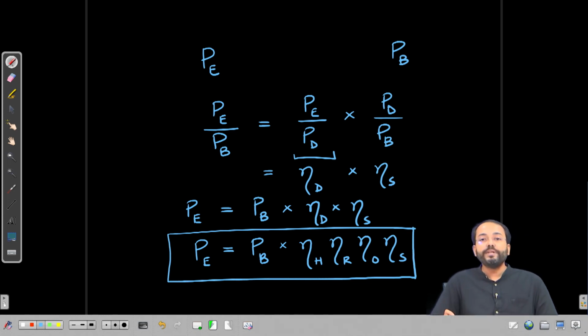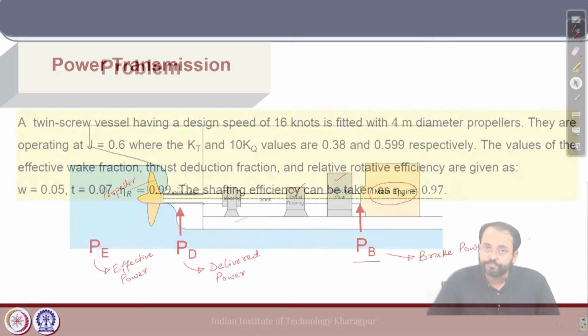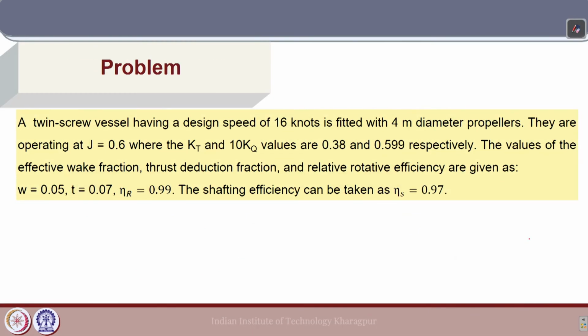So, this expression relates the effective power of the ship to the brake power generated by the engine. Now, let us try to do a simple problem to evaluate these coefficients from the given data for a specific ship. In this problem, a twin screw vessel is given, that means there are two propellers, the design speed being 16 knots and the propellers are of 4-meter diameter.